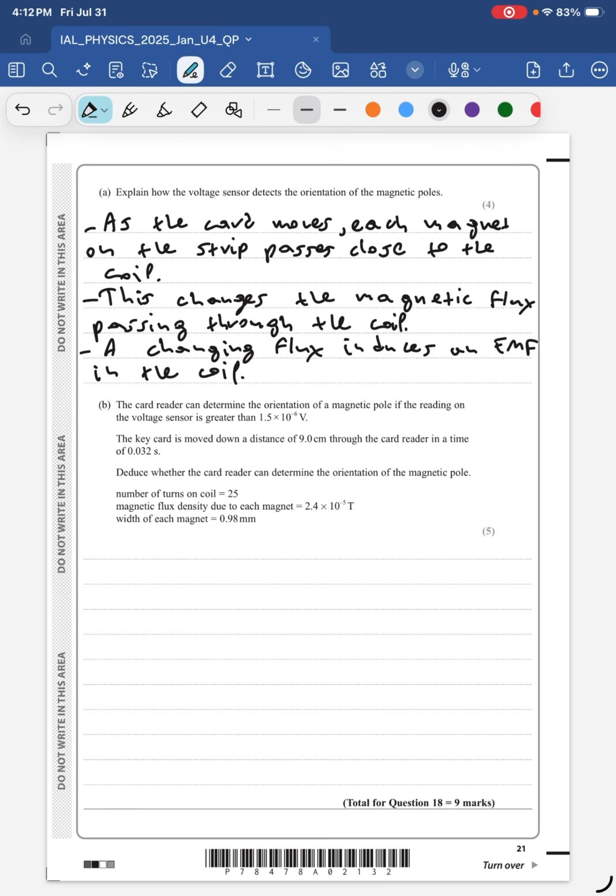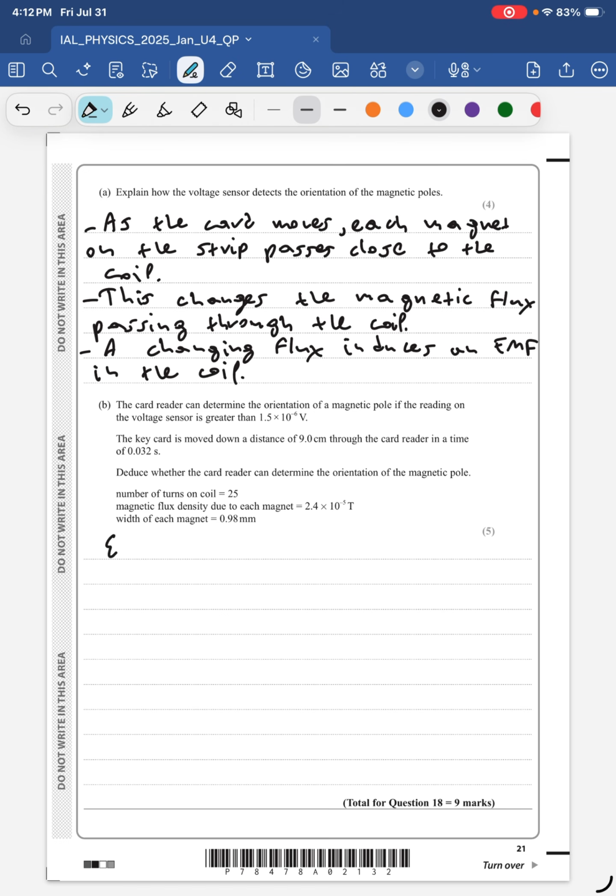The card reader can determine the orientation of a magnetic pole if the reading on the voltage sensor is greater than 1.5 times 10 to the minus 6 volts. The key card is moved down a distance of 9 centimeters through the card reader in a time of 0.032 seconds. Deduce whether the card reader can determine the orientation of the magnetic pole. They give you the number of turns on the coil, the magnetic flux density, and the width of each magnet.